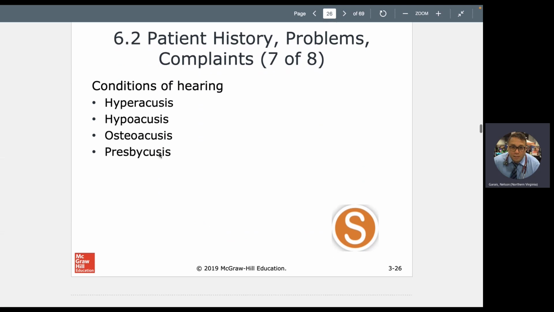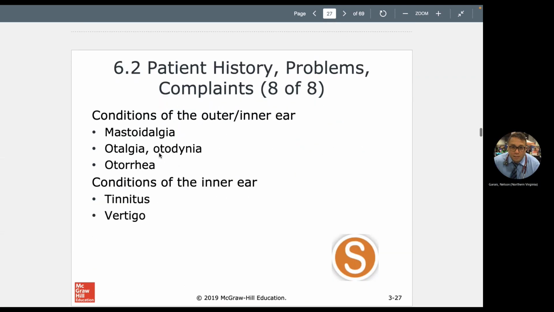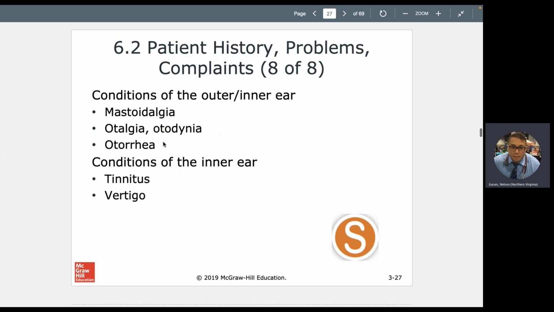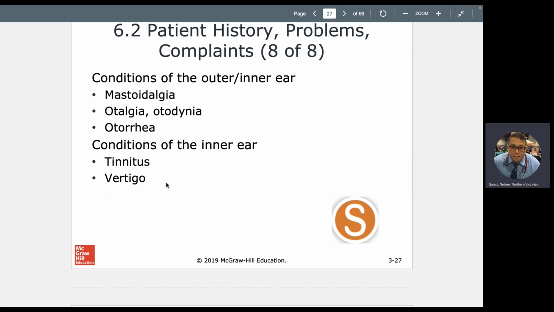Hearing, we already went into this. Outer ear, inner ear, excessive flow of ear discharge, pain, more pain. Now, tinnitus, that's if you go to a concert or have some ear damage, and then it has that constant ringing. And vertigo is dizziness.